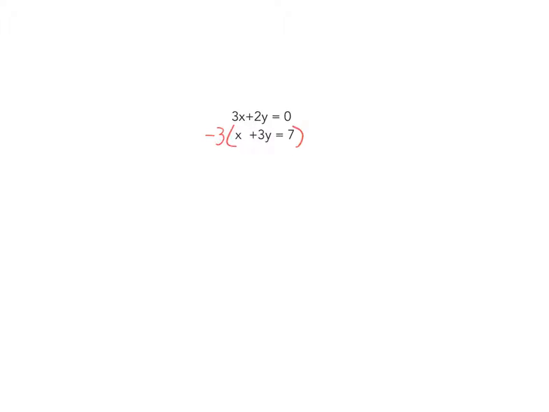So this requires you to be thinking ahead. What number do I need to make it, and make it the opposite sign? 2 things your brain needs to think about. Okay. 3x plus 2y equals 0. Negative 3x, distribute that negative to all 3 of those. Minus 9y equals negative 21.